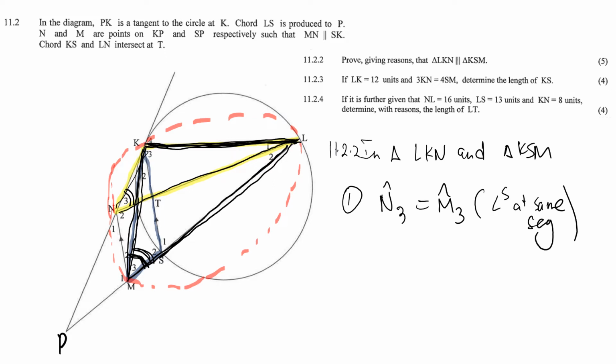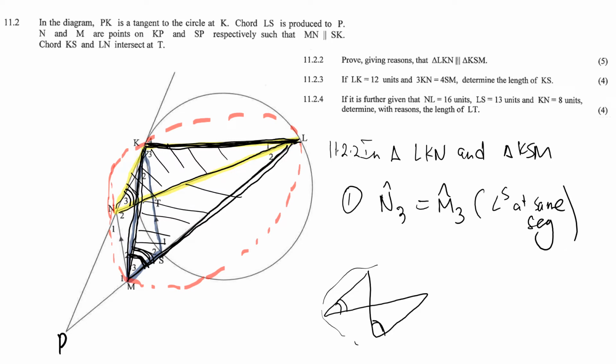So we have just shown that the same chord is subtending an angle at the circumference, N3, and the same chord subtends another angle at the circumference, M3, meaning that they're equal. It's like angles in the oxbow. This one is equal to this one because we have proven that it is a cyclic quad. So that's how we got the first one. Let's go and get the second angle.